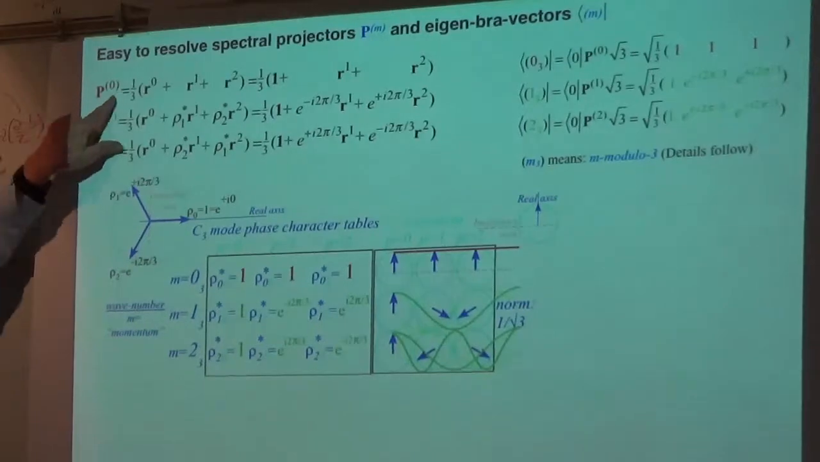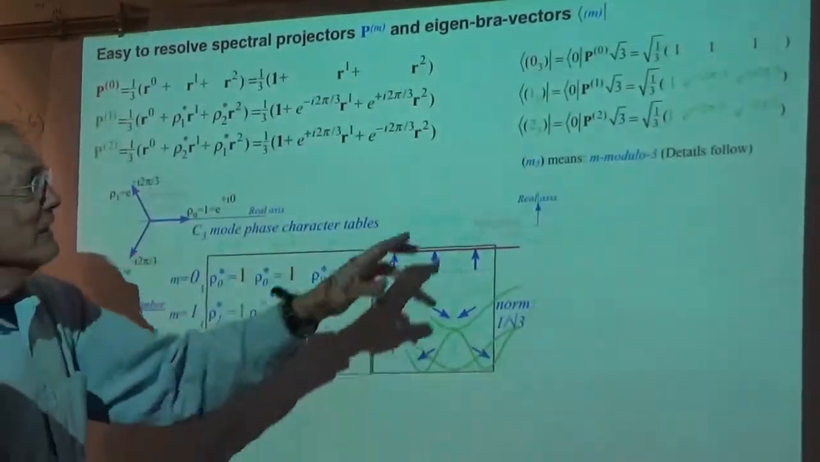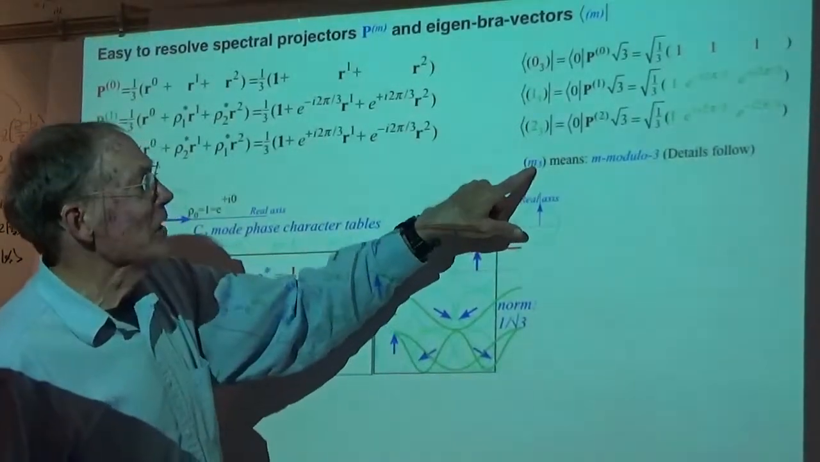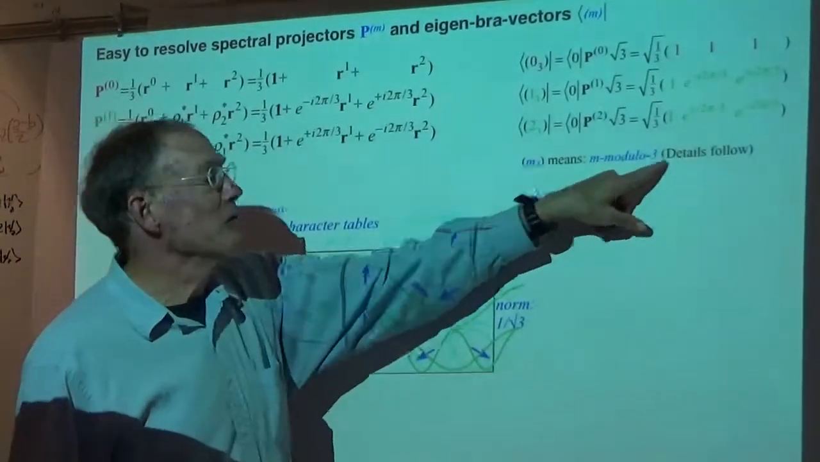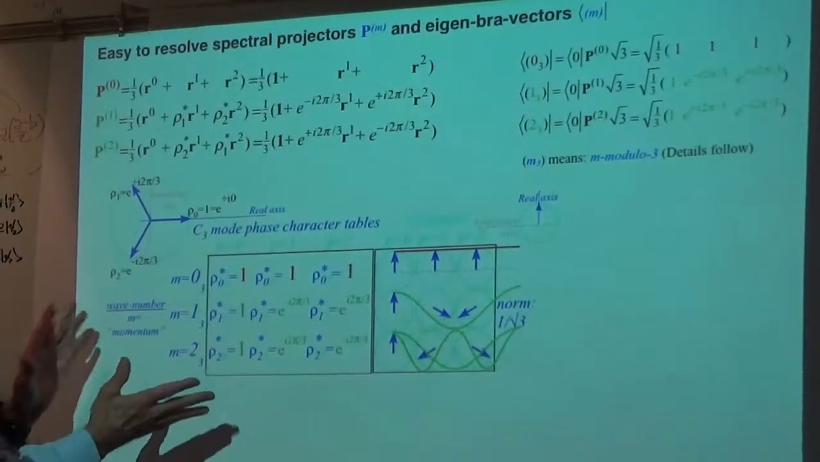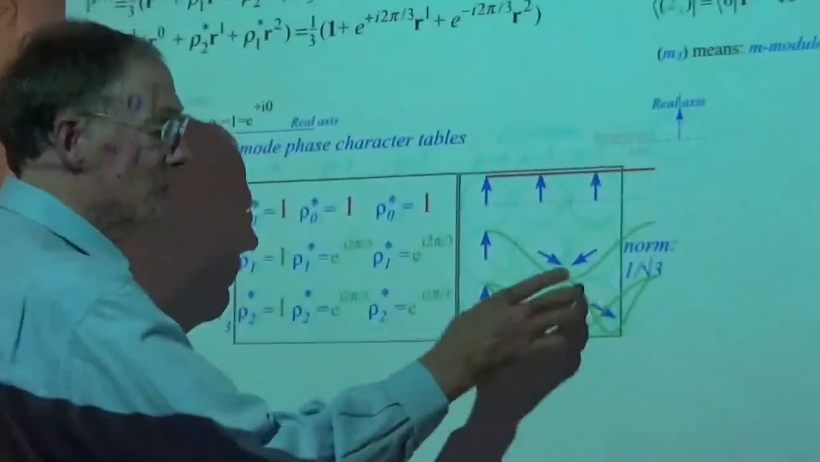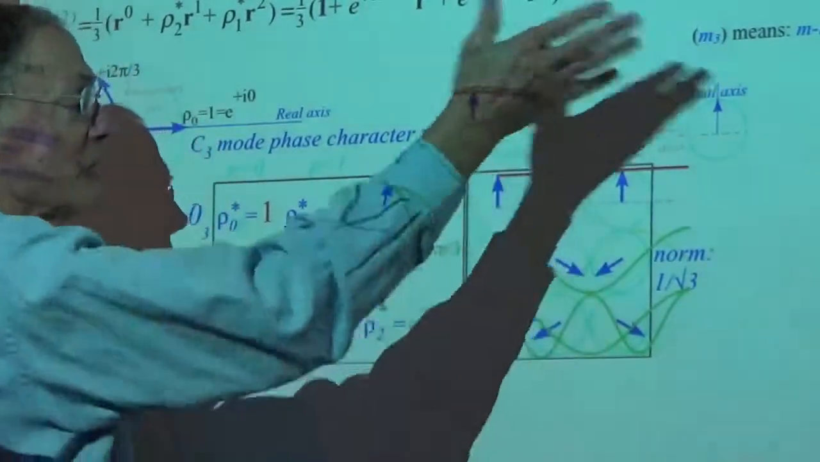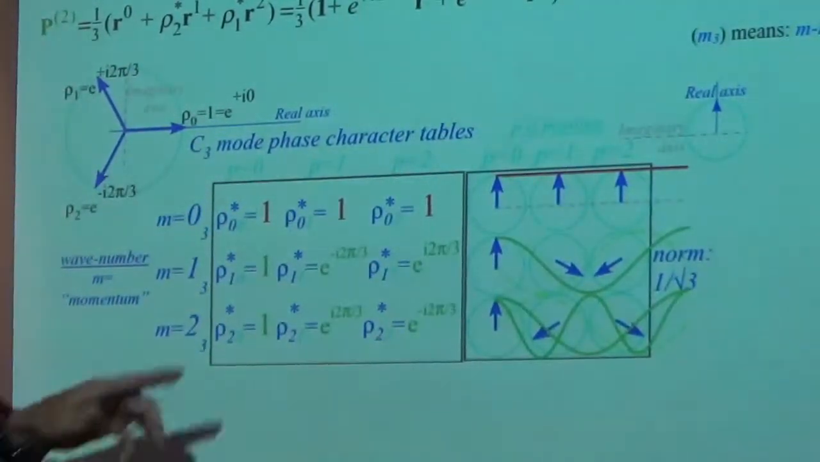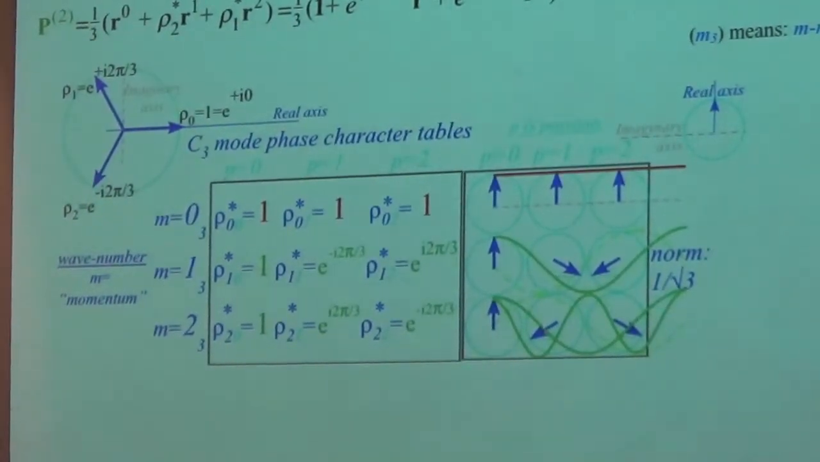Anyway, here are the projectors. There are the bra states I just mentioned. The number I forgot to mention, when I say m sub 3, I mean m modulo 3. Some details about that follow. But anyway, here is a picture of the modes. The phasor modes. You just draw the phasors of each of these complex variables and you have a picture of the modes. And while you're at it, you're also getting the eigenvalues of the Hamiltonian. You have to add those things up.